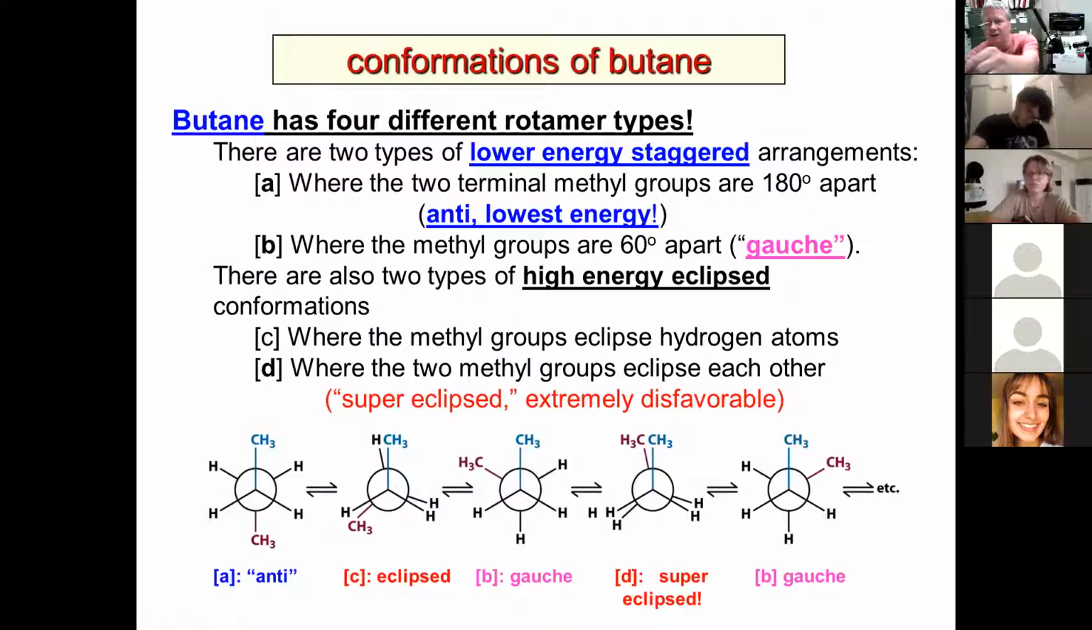You can see it here. See how the 2 CH3s, this is the super eclipsed. See how the 2 CH3s are bumping into each other, basically? They're very close. That's called steric strain, all right? And then you go back to gauche, and then it goes back to the other eclipsed. Now let's see it on an energy diagram.